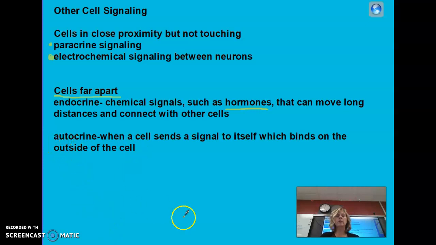And then an autocrine signal is when a cell sends a signal to itself. It creates a molecule that's used as a signal. It leaves the cell, but then attaches to the outside of the cell and triggers some sort of cellular process. And that's it.